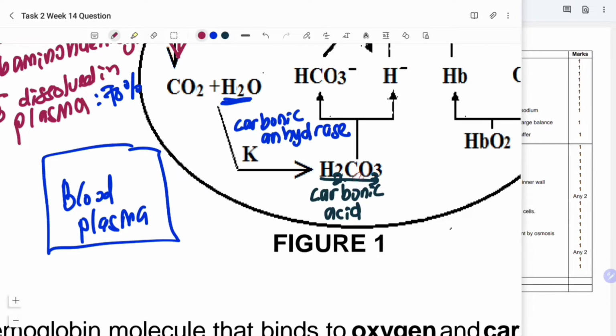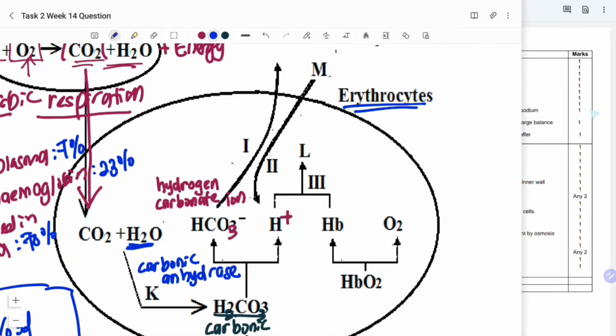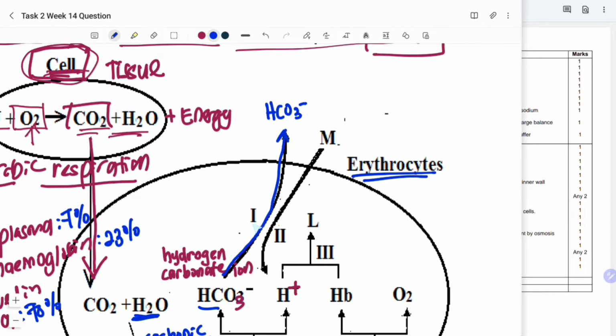So next, since it is an acid, it can spontaneously dissociate into proton H+ dan juga hydrogen carbonate ion ataupun bicarbonate ion. So next, the hydrogen carbonate ion will move into the cytoplasm and then dissolve in the cytoplasm. So ini adalah step label number 1. And then when step number 1 happens, another step which is number 2 will happen as well at the same time. So ini merujuk kepada chloride shift.